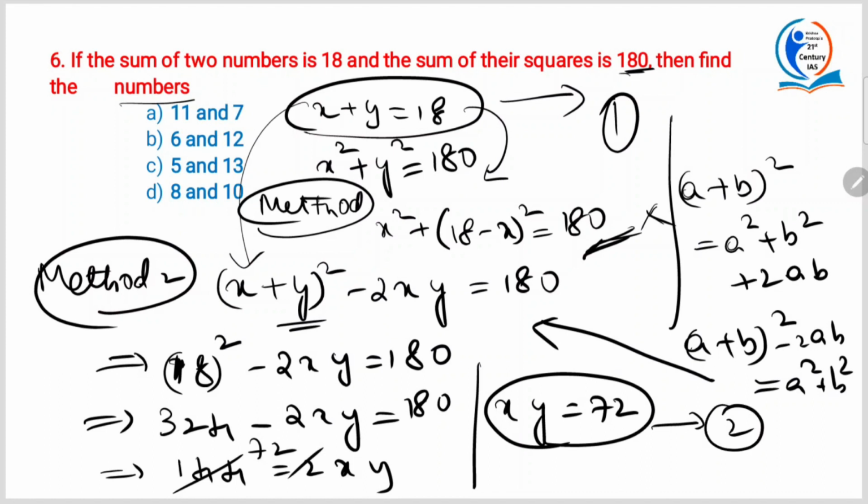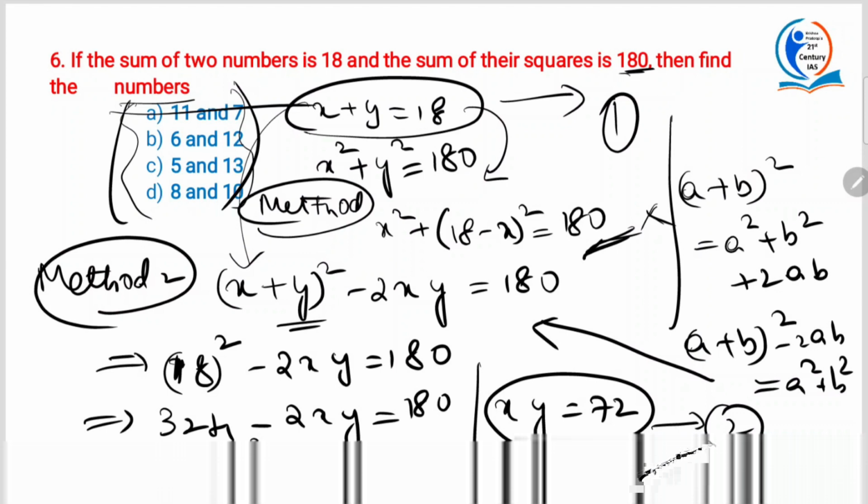Now, don't solve these equations and find x and y. No, then what should you do? You should observe the options. Okay, x plus y is equal to 18. All these options satisfy. But this condition, how many of the options will satisfy? 11 into 7 is 77. It is not satisfying this one. So, it's gone. 6 into 12.